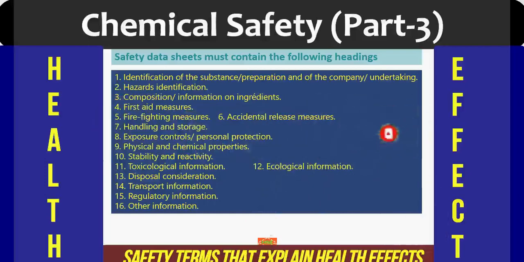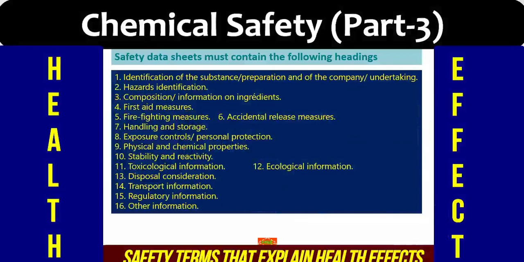Number seven, handling and storage. Number eight, exposure controls, personal protection. Number nine, physical and chemical properties. Number 10, stability and reactivity. Number 11, toxicological information. Number 12, ecological information. Number 13, disposal considerations. Number 14, transport information. Number 15, regulatory information. And number 16, other information.